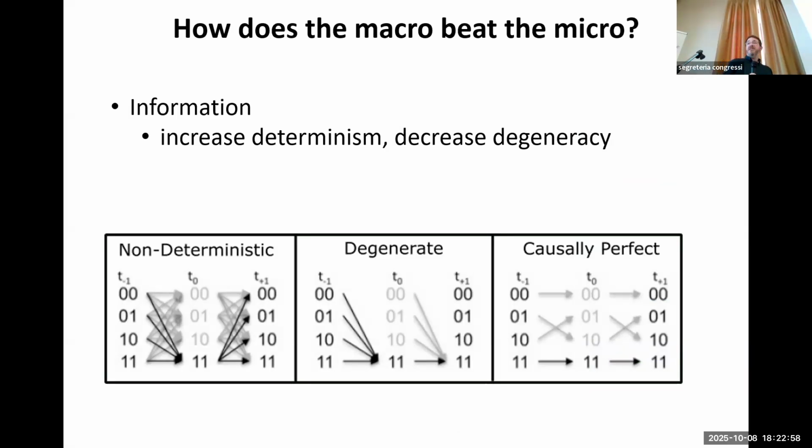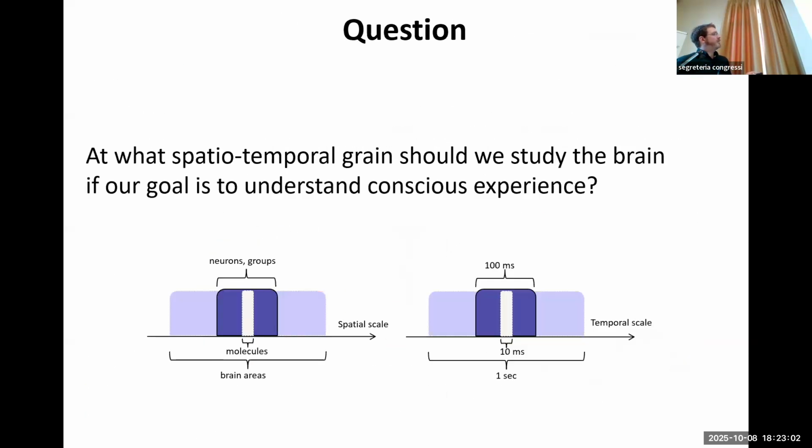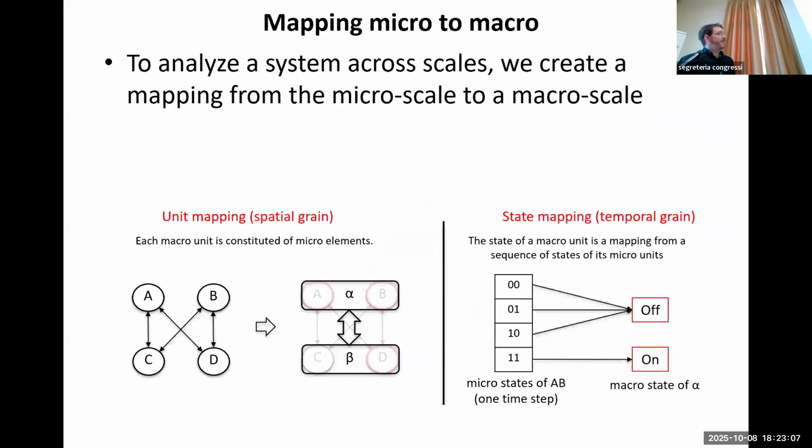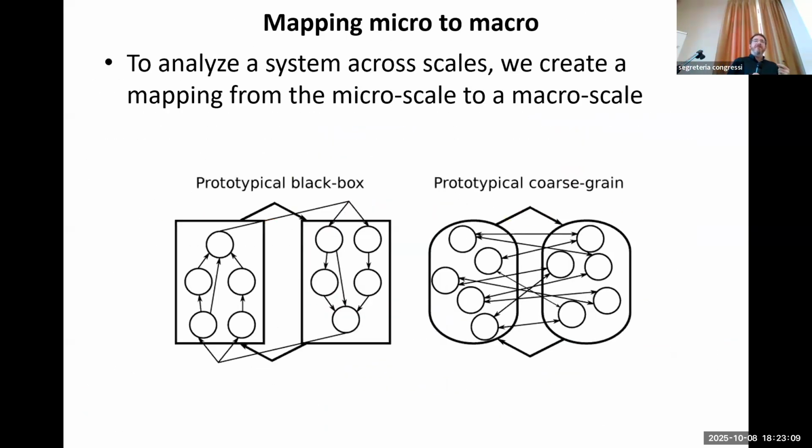All right, so for coarse graining, we've shown that the macro can beat the micro, and I skipped over this, but it's actually a very important question. I feel like there's a slide that is supposed to be there that's missing. I don't know what happened to it, but that's why I missed it.